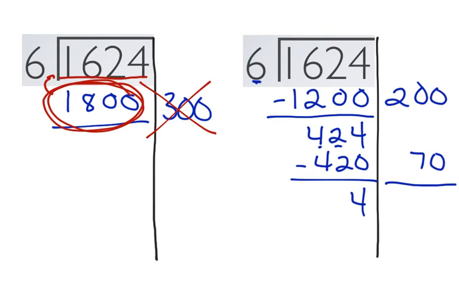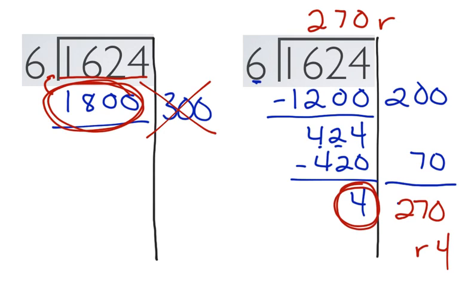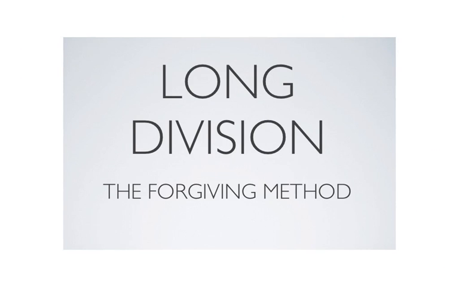The 200 plus 70 is 270. And don't forget, there's this leftover over here, that remainder of 4. So my final answer is 270 remainder 4. And that's the forgiving method of long division. Try some yourself.